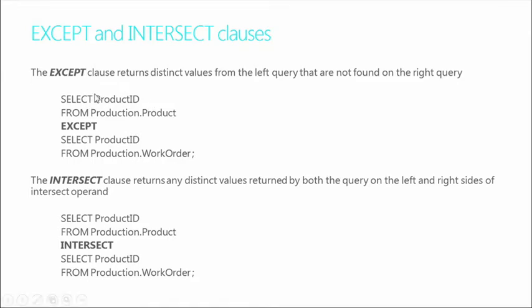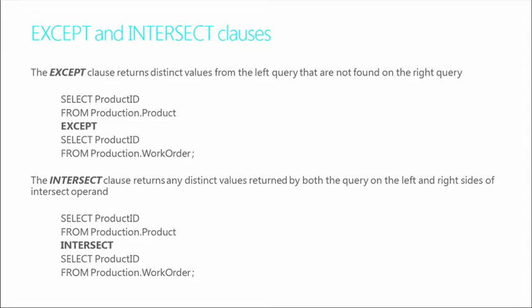So what I do is select product ID from the product table, except, and then select product ID from production.work order. So it's going to return both of them for me. But anything that's matched, it's not going to return. So it's not going to return anything. That's a match. It's going to just do the distinct items.